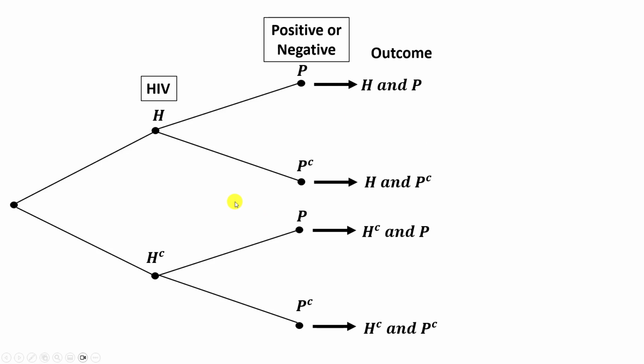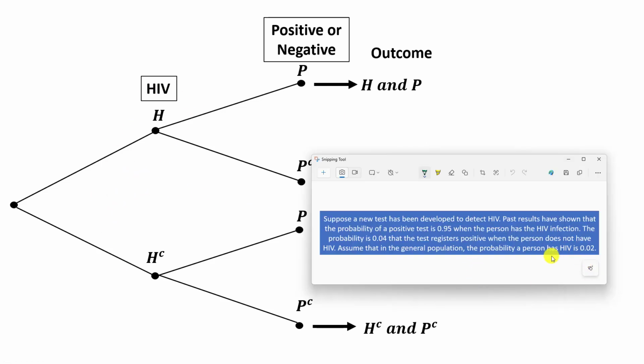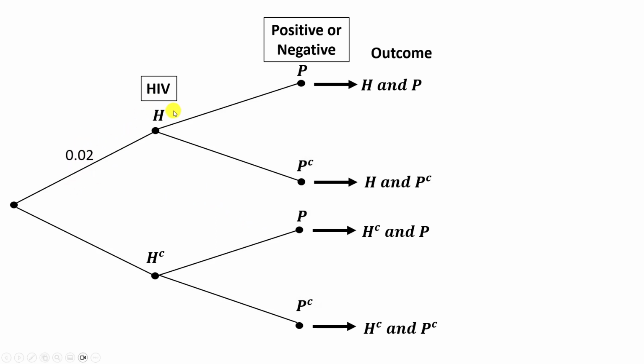And then the other thing we can do is fill in some of the probabilities. Here I have the information again, and it says that the probability a person has HIV is 0.02. So that's going to be the probability along the first branch for HIV. Since all the probabilities coming from one dot have to add up to 1, that means that this probability down here should be 0.98, which makes a lot of sense because this is just the complement of H. So those two have to add up to 1.